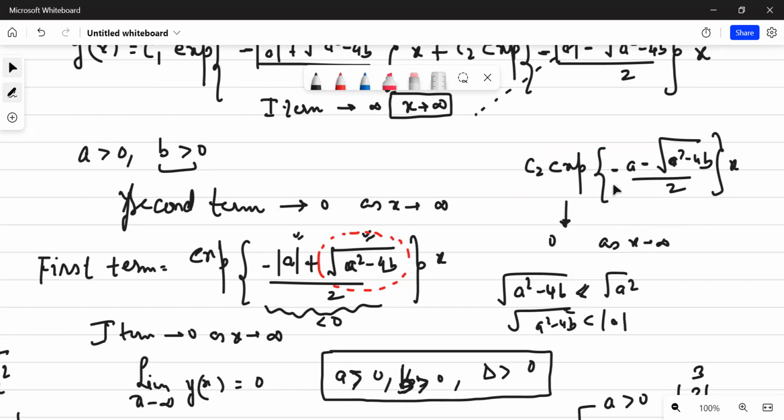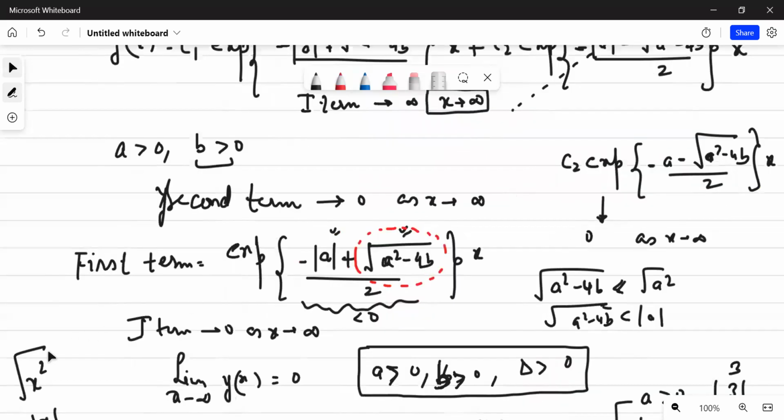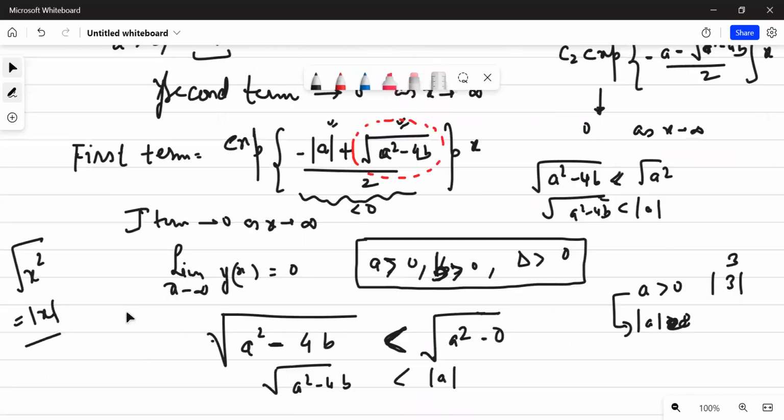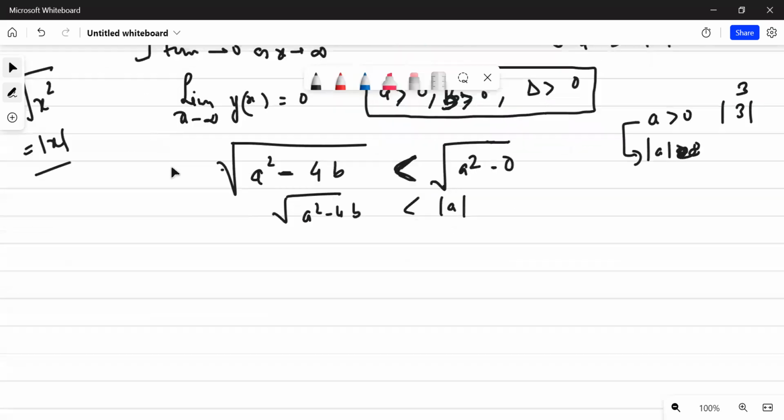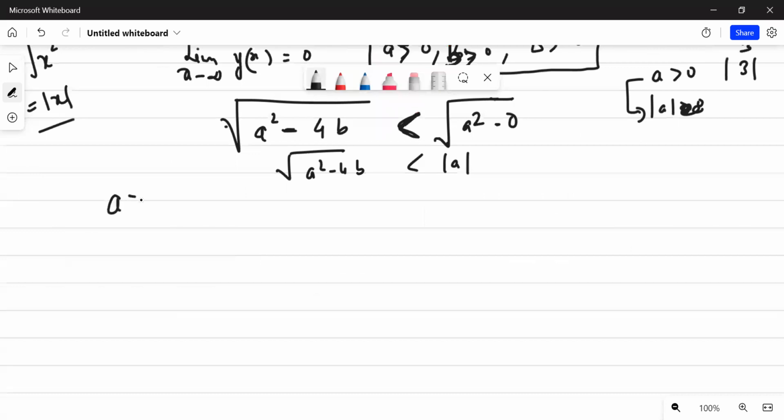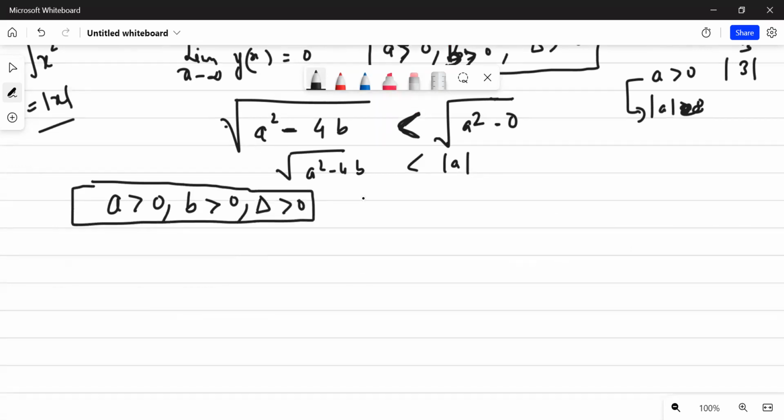Overall, a negative term you take common out. Overall, this will be negative times some positive quantity. So as x tends to infinity, this will go to 0. So in any case, both the first and second terms are going towards 0 as x tends to infinity. So I hope the answer is clear: if a is greater than 0, b is greater than 0, and del is greater than 0, then and only then your limit will go towards 0 as x tends to infinity.